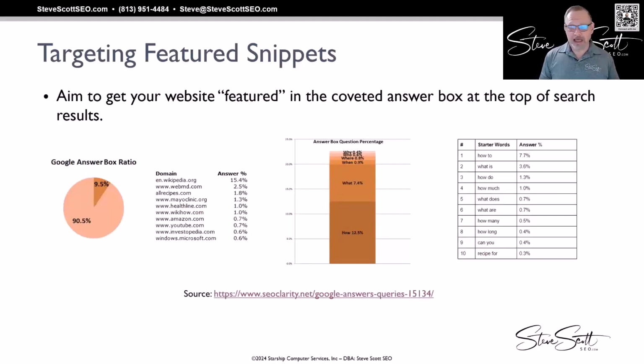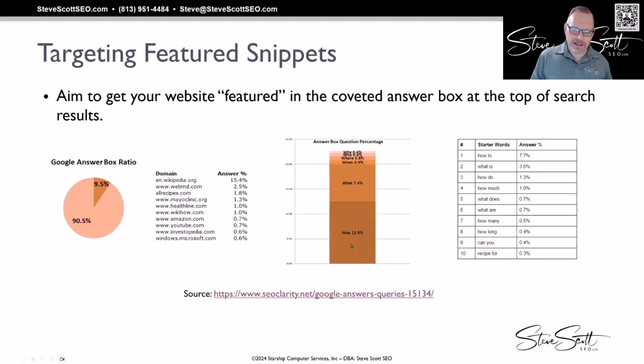of the search results. I've got three quick graphics here that I pulled off of this SEOclarity.net post, which is really interesting. It's a whole thing about these Google answers, right? And these answer boxes. And of course, a lot of times when you ask these questions, you see 15% are Wikipedia, right? WebMD, another 2.5%, allrecipes, Mayo Clinic, a lot of health stuff in here, a lot of shopping stuff in here, some video stuff in here, but all in, it's a big ratio here.